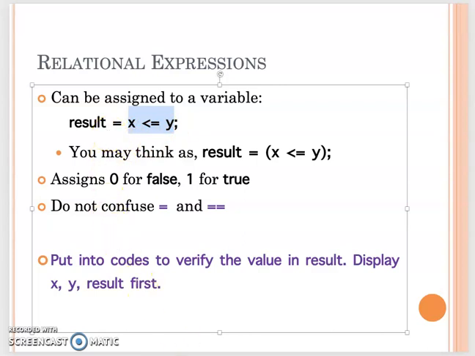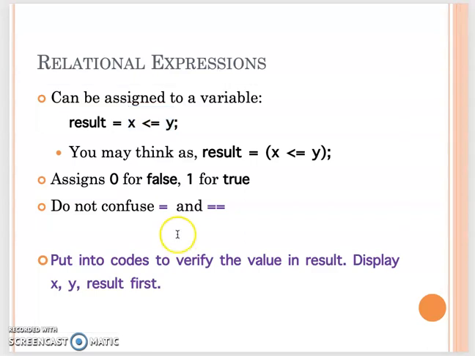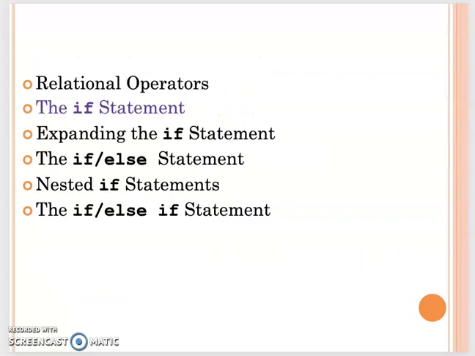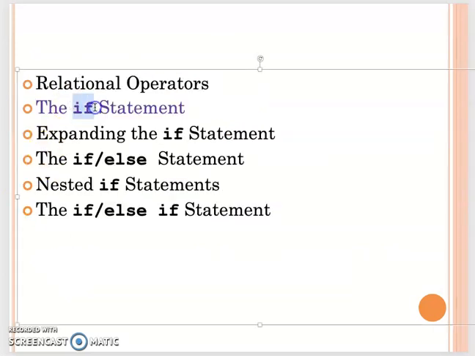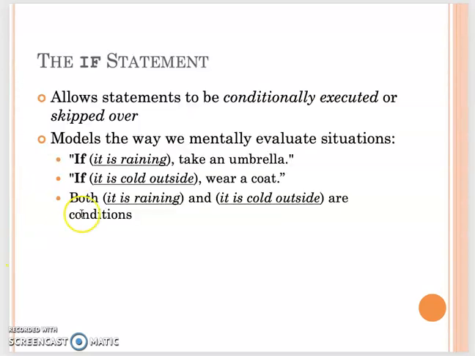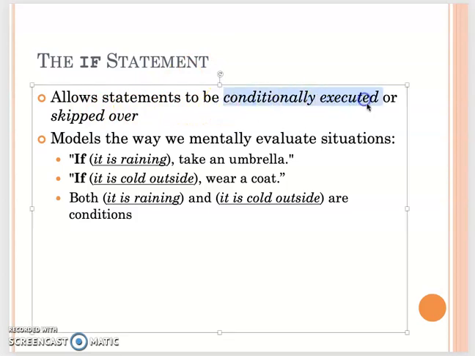So you can try to run other values to see what is displayed on the console. While we talk about those relational expressions, they are important in relation to the if statement. We use the if statement a lot in programming languages. The if statement actually allows statements to be conditionally executed or skipped over.